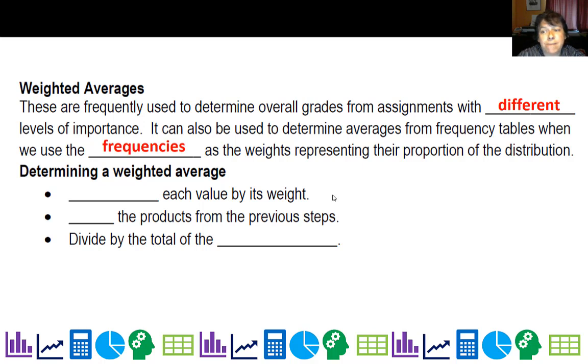So to determine a weighted average, you multiply each value by its weight or its frequency, depending, and then you sum the products from the previous steps and divide by the total number of weights.